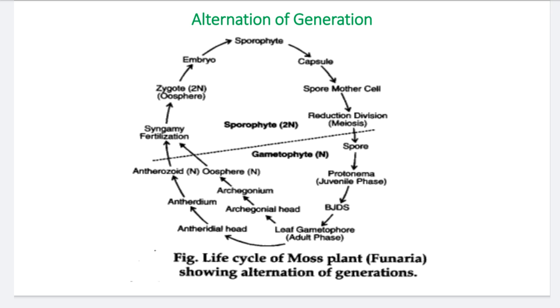When the capsule matures, it bursts or dehisces, and after bursting, many spores are released. When they settle on a suitable substratum and get favorable conditions, they start germination, and firstly they produce the protonema, which is the juvenile stage of Funaria, and later on the gametophytic plant body is produced from the primary protonema. In this way, this is the life cycle pattern, or alternation of generation, of Funaria. Thank you.